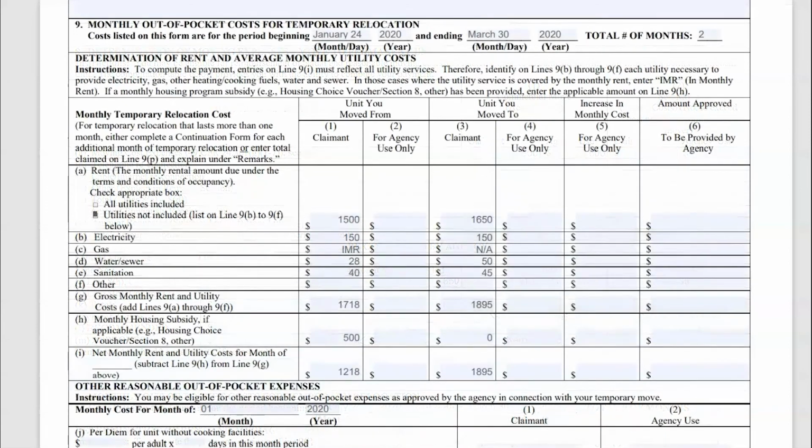In number 9, subrecipients should complete the for agency use only and to be provided by agency columns. In rows 9A through I, in columns 2 and 4, the subrecipient should input the eligible amount based on the documentation provided by the claimant. Then in column 5, the subrecipient should calculate the increase in monthly costs based on the difference in the for agency use only columns for the unit the claimant moved to, column 4, and the unit the claimant moved from, column 2. In column 6, the subrecipient should input the approved amount for reimbursement for each item.